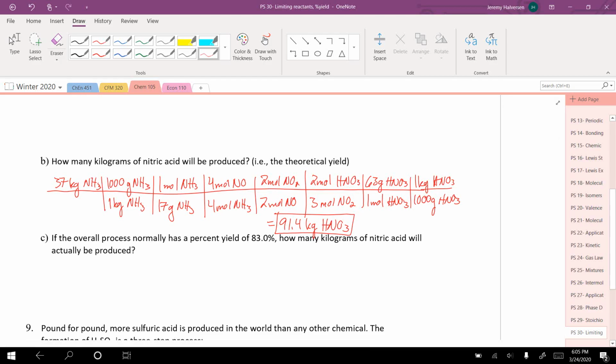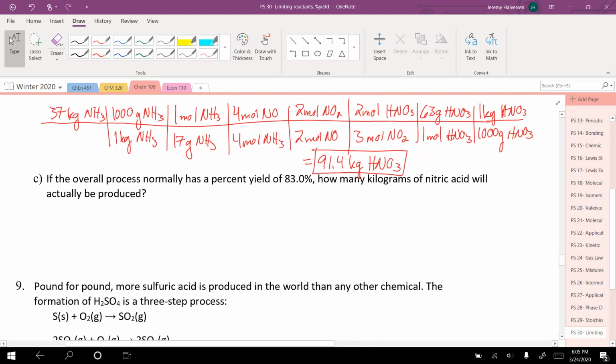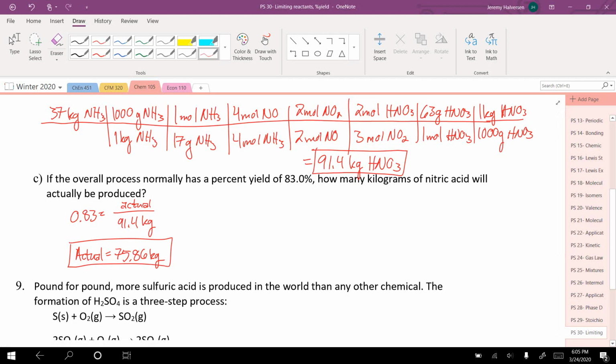All right, if the process actually had a percent yield of 83%, how many kilograms of nitric acid would actually be produced? All right, so my 83%, make that a decimal, that's equal to my actual, which is what I'm looking for, over my theoretical, which is that 91.4 that I just found. Okay, so multiplying the 91.4 over gives me an actual yield of 75.86 kilograms. That's just the percent yield equation used backwards.